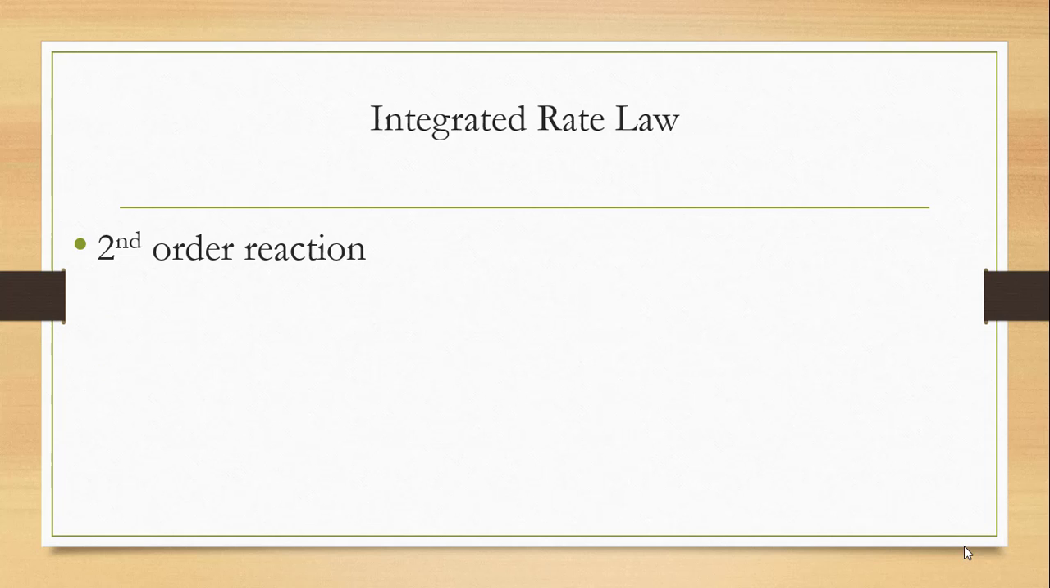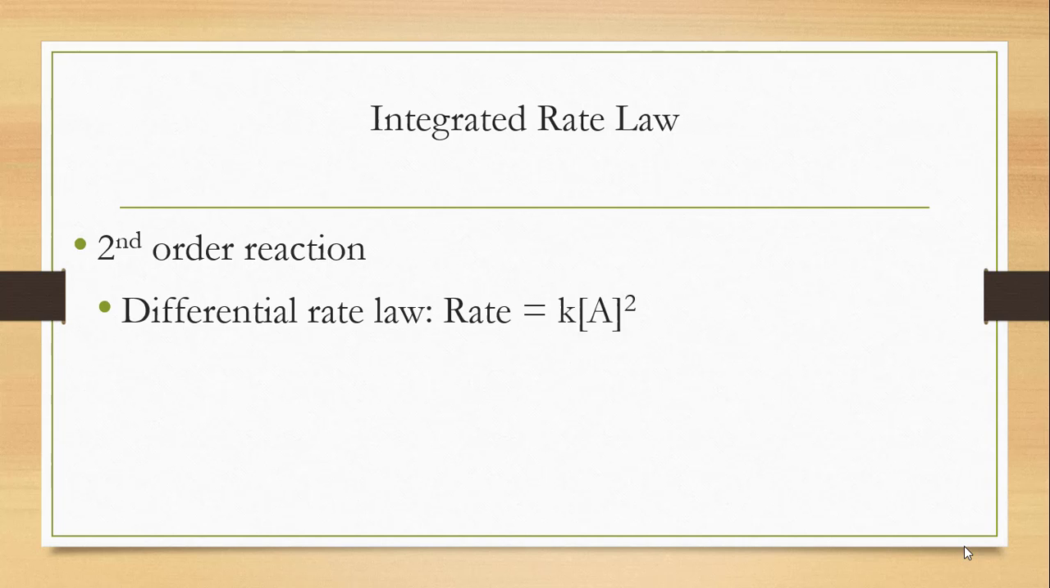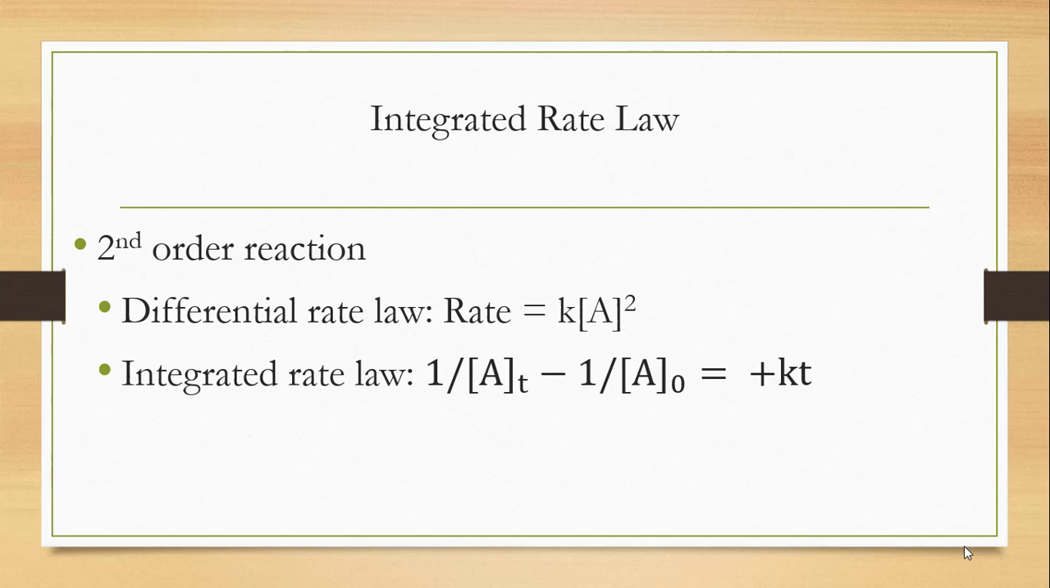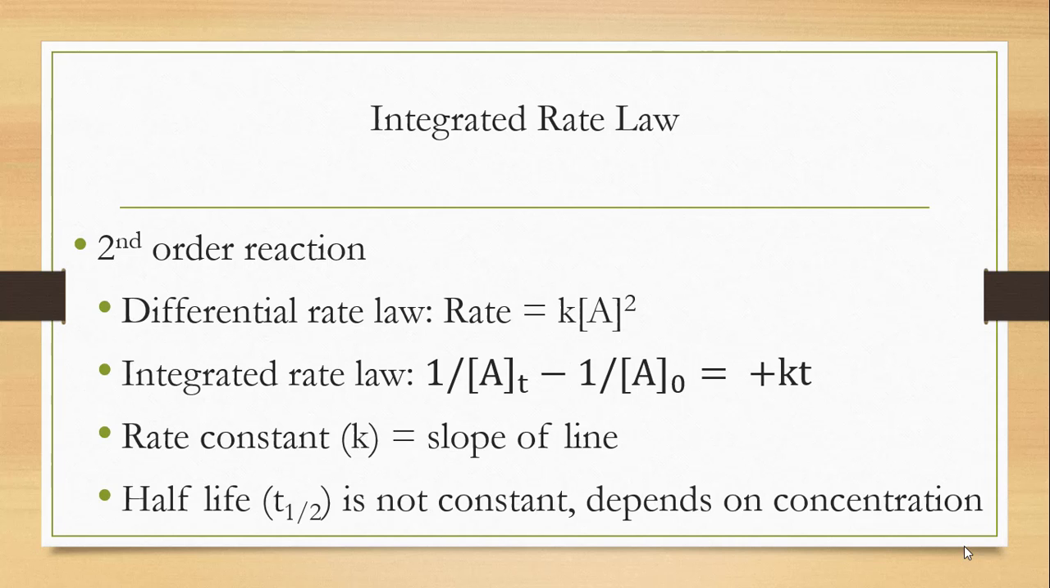So second order reactions. Here the differential rate law for a specific reactant would be rate equals k times the concentration of A squared. The integrated rate law here is 1 over the concentration of A at time t minus 1 over the concentration of A at the beginning equals positive kt. And here the rate constant is the slope of the line, which I guess technically is the absolute value. And the half-life of a second order reaction is not constant. Just like zero order, it depends upon concentration.